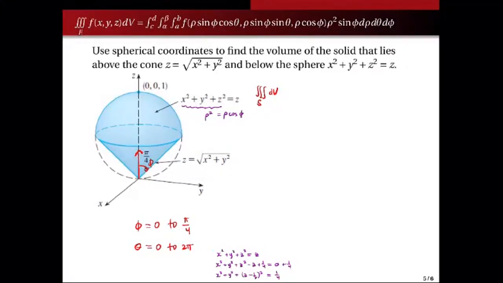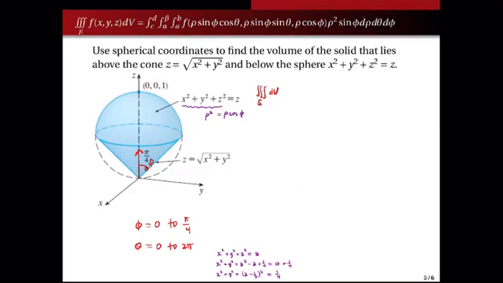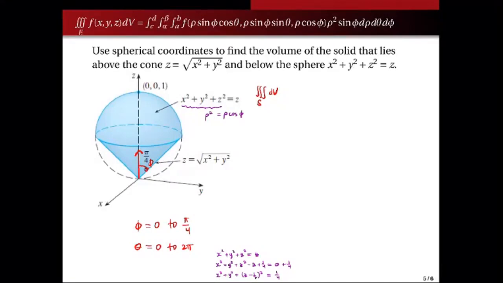You actually have a sphere centered at 0, 0, 1/2, radius 1/2. That's why, as you can see in here, you have the 0, 0, 1 there. You have the origin here. So that's why the sphere is actually on top of your xy plane.